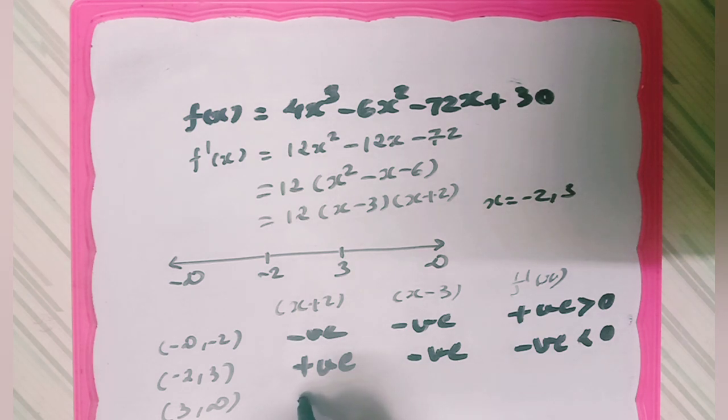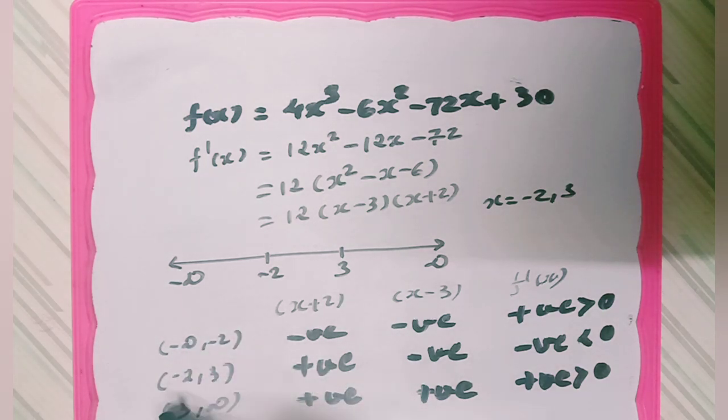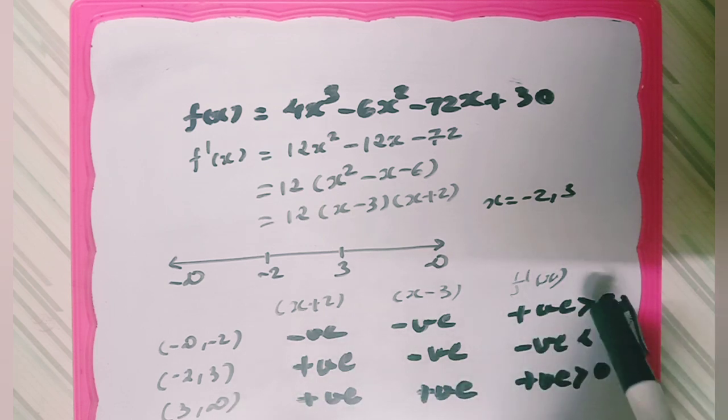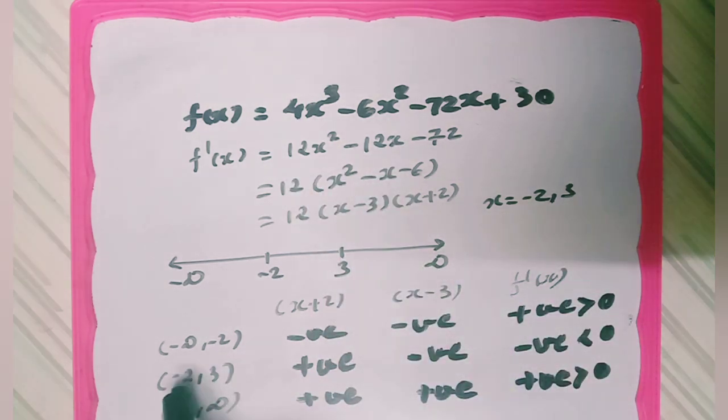Now in 3 to infinity, x + 2 and x - 3 are also positive, and so finally the function is positive, greater than 0. And so we can see that in minus infinity to -2 and 3 to infinity f'(x) is positive, so it is an increasing function, while in -2 to 3 it is a decreasing function.